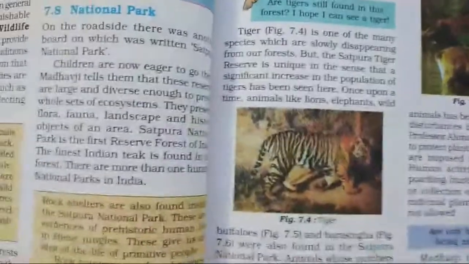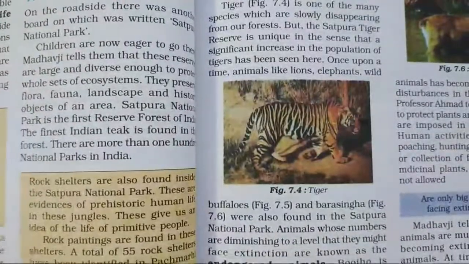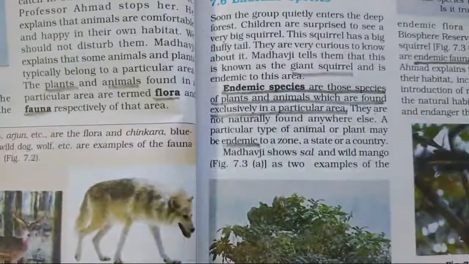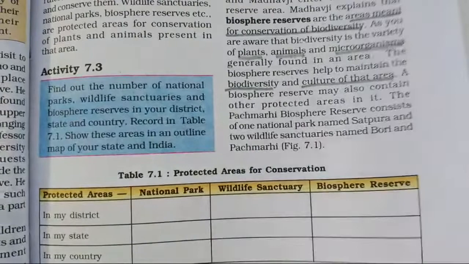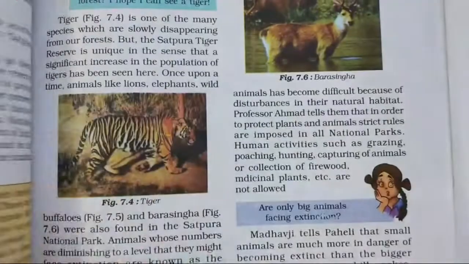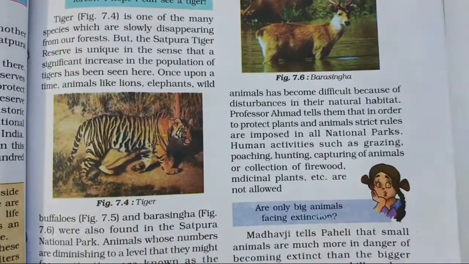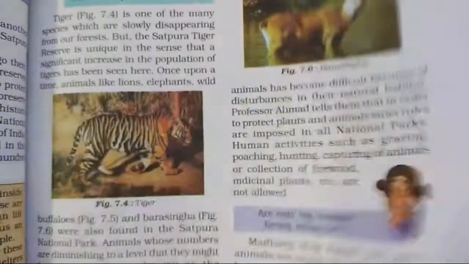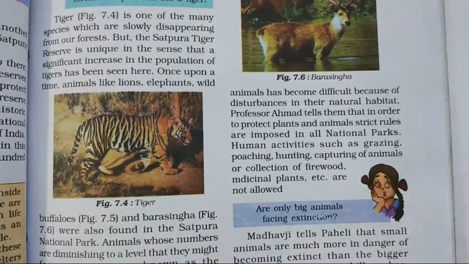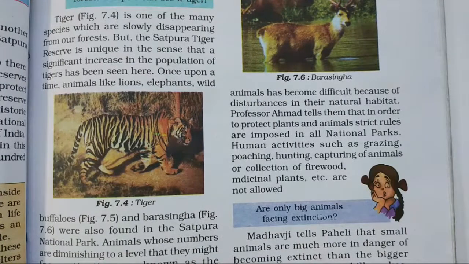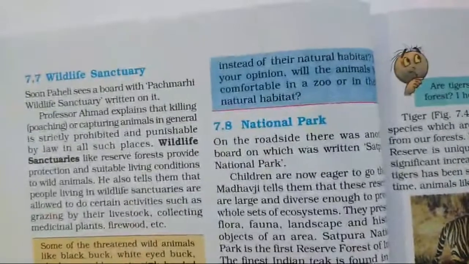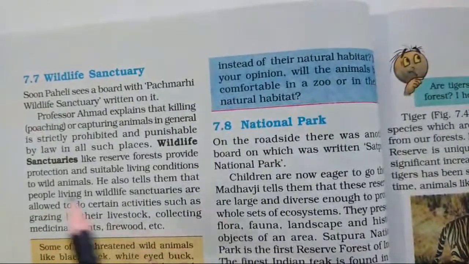So this is the explanation of the part which is describing the biosphere reserve and the components of the biosphere reserve. After this, the next topic is a wildlife sanctuary and the national park. So what is a wildlife sanctuary? A wildlife sanctuary, from the word, it is a smaller area.